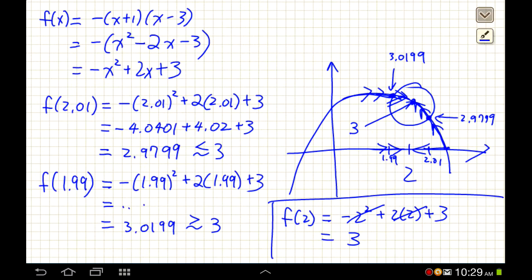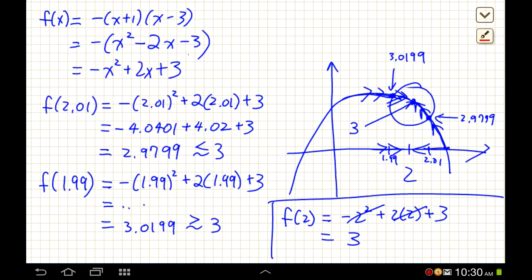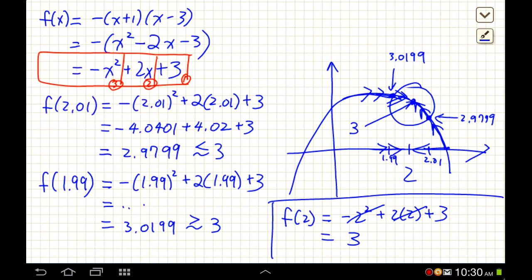Okay, so let's break up our terms. Let me highlight this in red now. Let's break up our f of x into 3 terms: 1 term, 2 term, and 3 term. Let's deal with the constant term first, then the linear term, and then the quadratic term. Let's see what's going on if we evaluate the limit at those 3 terms.